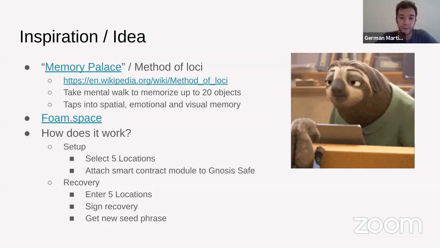How does Mapcovery work? There are two main steps, the setup and the recovery. We are using a phone app and a web app. The setup works in the mobile app, and basically you need to select 5 locations and then deploy and set up the smart contract module for the Gnosis Safe. Then after a while, when you want to recover your Safe, you go to the web app, enter the same 5 locations again, sign a recovery transaction, and then you get a new recovery phrase that you can use.